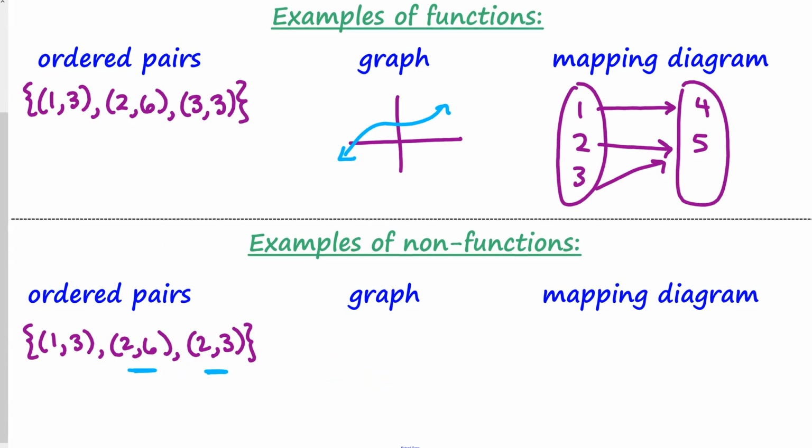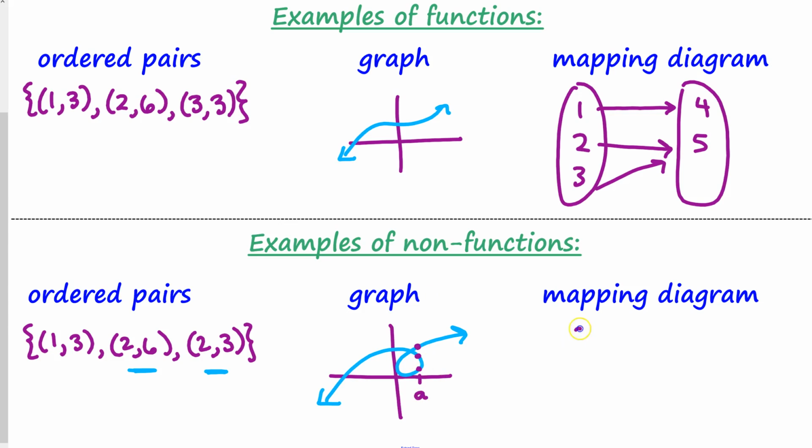And in terms of a graph, if you had something like this, looks kind of fun. However, there are some inputs that have multiple outputs. There's an x value there. I don't know what it is. Let's say it's a, and it has 3 different y values. So that would not be a function.